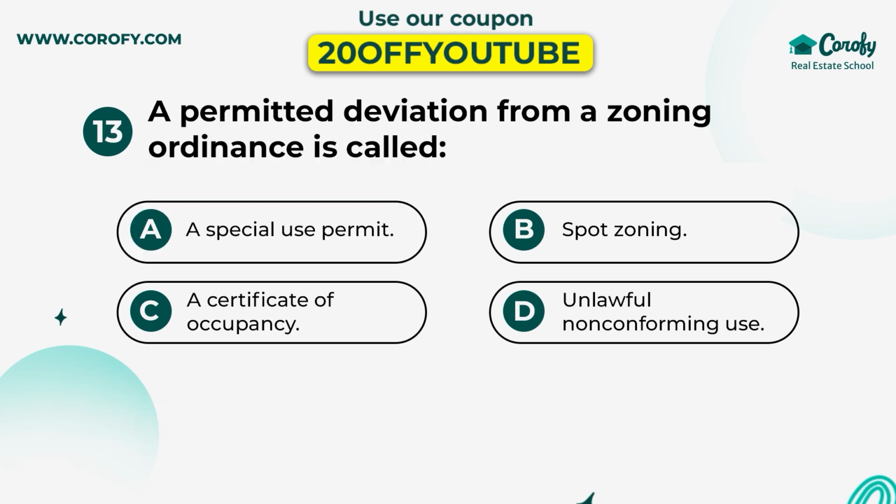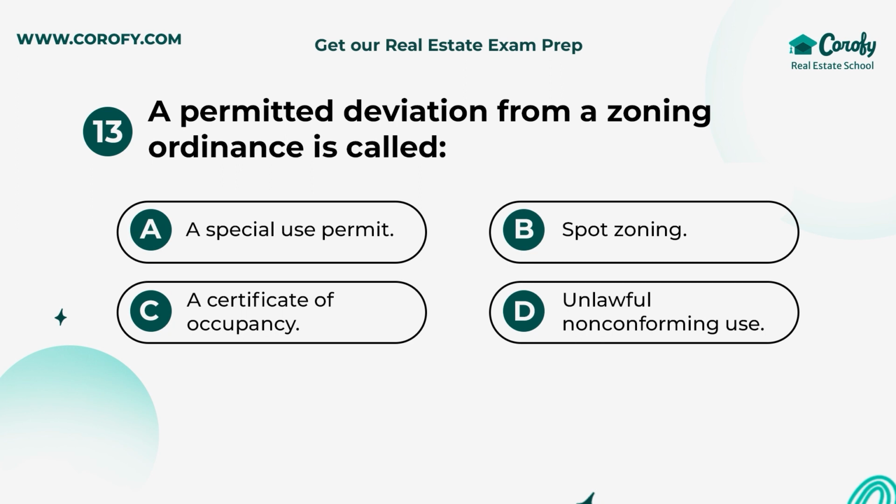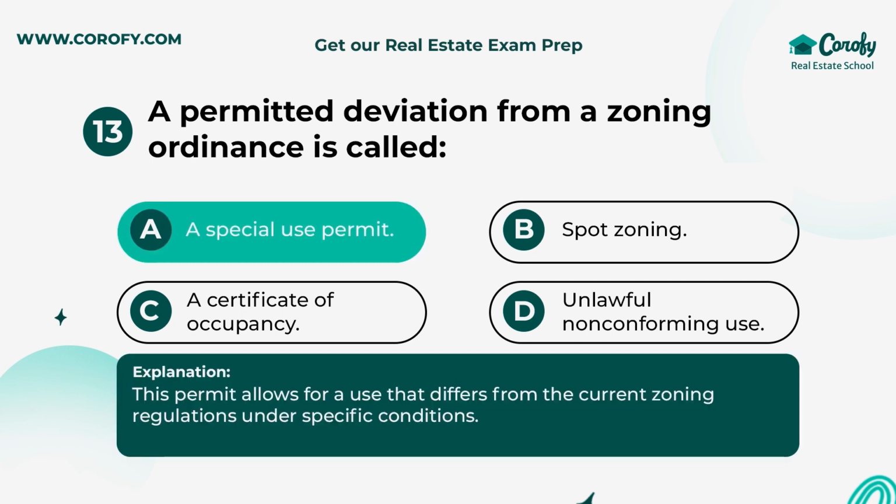Question 13. A permitted deviation from a zoning ordinance is called A. A special use permit, B. Spot zoning, C. A certificate of occupancy, D. Unlawful non-conforming use. The correct answer is A. A special use permit.